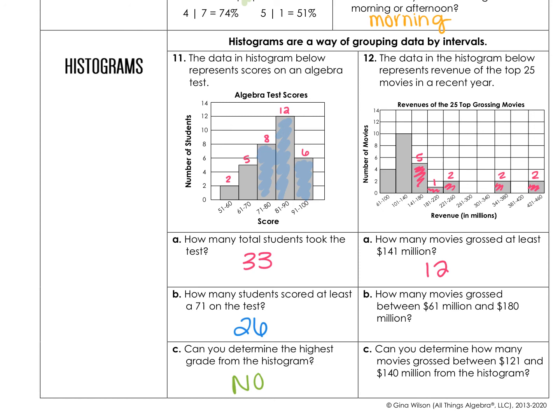How many movies grossed between 61 million and $180 million? So that's 61 million up to 180. So that's those three first bars. So that would be 19 movies in that range.